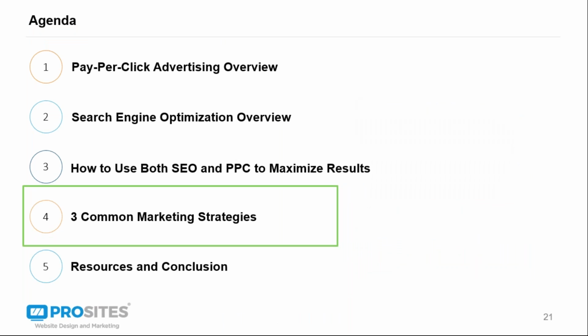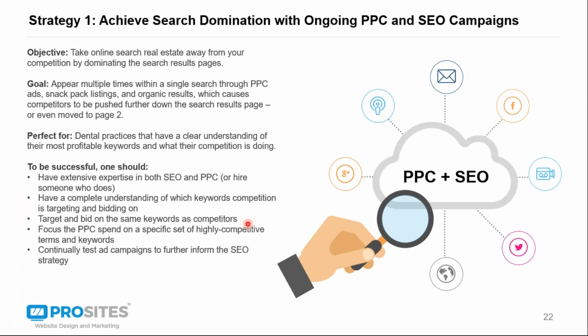All right, so here are 3 common strategies that you can use to combine the 2 channels. The first one is to achieve search domination with ongoing PPC and SEO campaigns. The objective here is to take online search real estate away from your competition by dominating the page. So the goal here is to appear multiple times within a single search page through pay-per-click ads. So typically, if let's say someone Googles teeth whitening, your ads would appear at the very top and your organic pages would also appear just underneath, right? Just underneath the ads if you're ranking high.